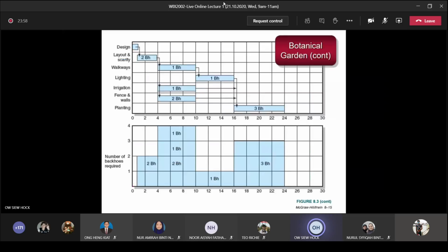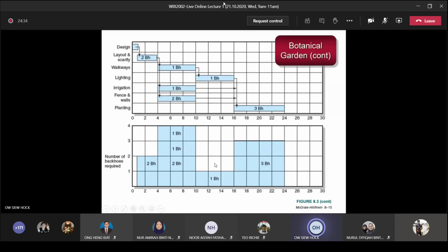Okay, so next, first what you do is you load the requirement here, the resources you need. This one you don't need any backhoes, so you leave it. Next, from this time unit going down, you need 2 BH, the number of backhoes required, from period 1 to about 4. Then next, you have 3 parallel activities, walkways, irrigation, fence and walls. You have 1 unit, 1 unit, and 2 units, so the total is 4 units here.